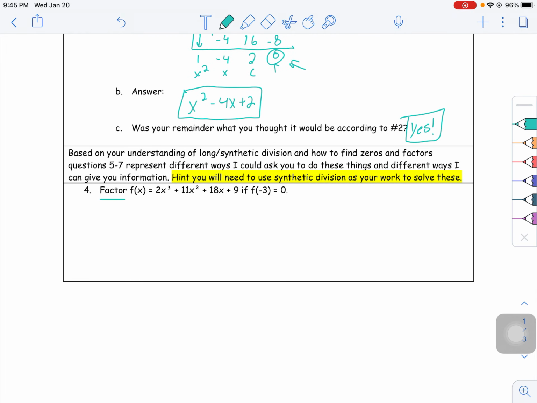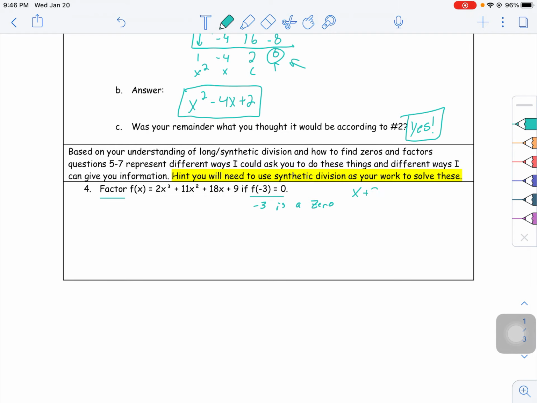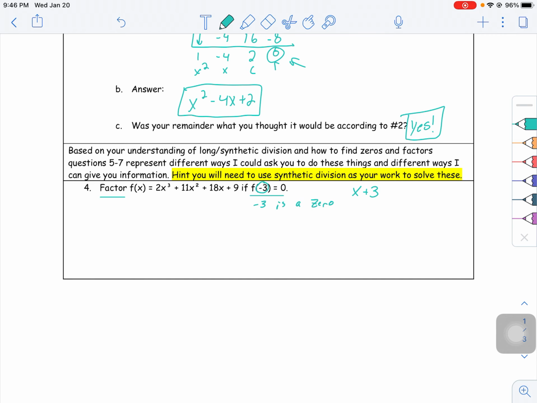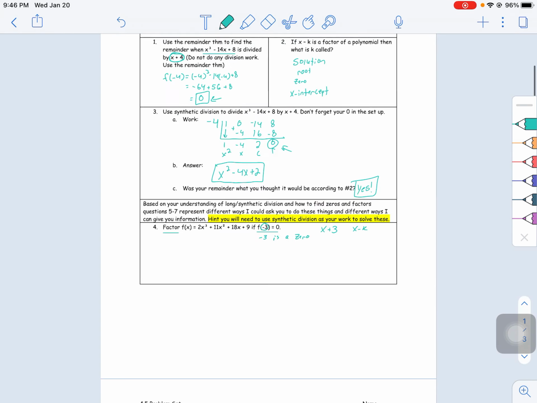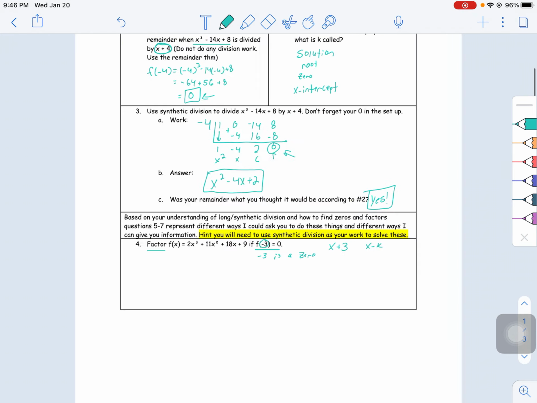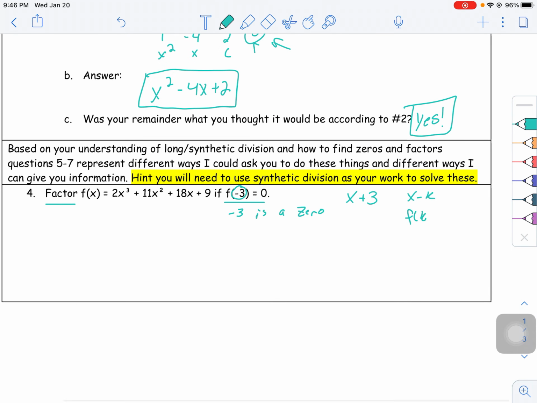All right, it's saying factor f of x equals 2x cubed plus 11x squared plus 18x plus 9 if f of negative 3 is equal to 0. So this is telling us that negative 3 is a 0 of this function. How does that help us with factoring? Well, it physically tells us that x plus 3 is a factor. And we know that because of x minus k from our remainder theorem, okay? Because f of k is equal to 0.